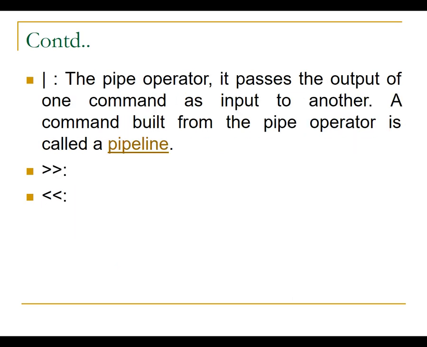Now one more new operator is there, which is called the pipeline operator. This pipeline operator is generally used to join two or more valid Unix commands. We will see it practically later on, but just keep in mind, the pipeline operator is used to join two or more valid Unix commands.